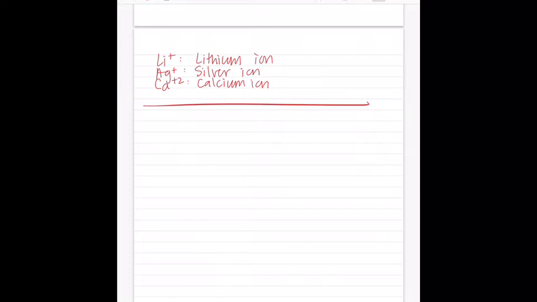Okay, hopefully you tried this out, and so let me give you the answers real quick. See if you can check yourself. This is lithium ion, this is silver ion, and this is calcium ion. Now, if you did not put the word ion at the end, you have to put the word ion at the end. There's no way around that. Okay, so we're done with that little section. Let me teach you Roman numerals now.